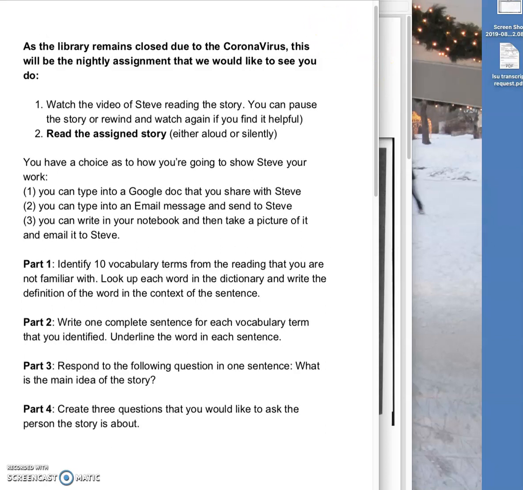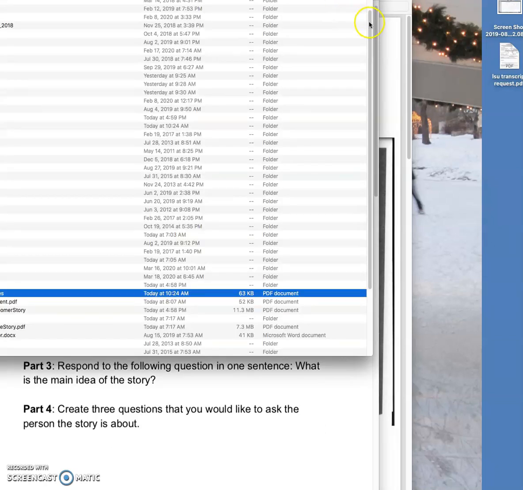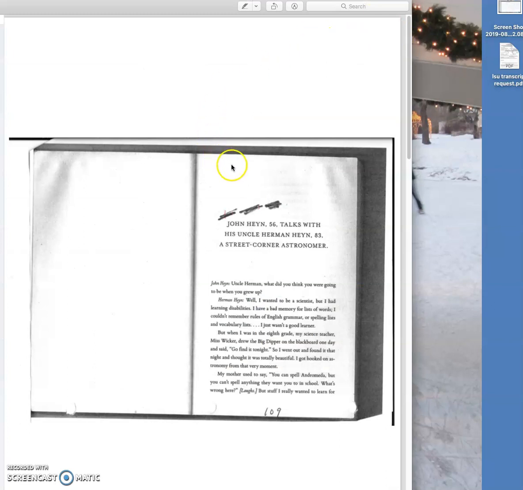Great. So now what I'm going to do is I'm going to start reading the story to you. Okay, it's a long story, so I'm just going to read it through.